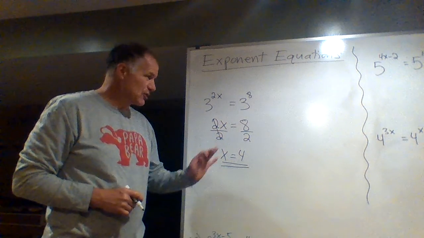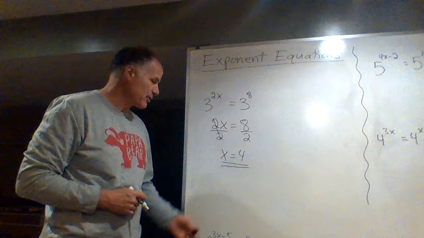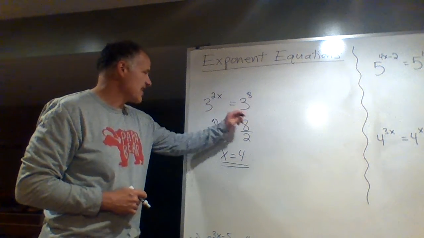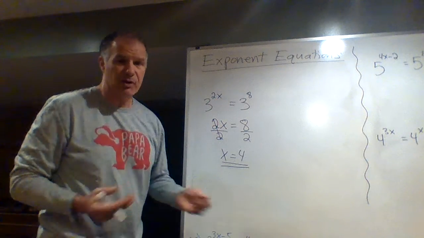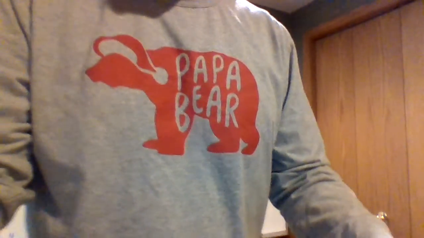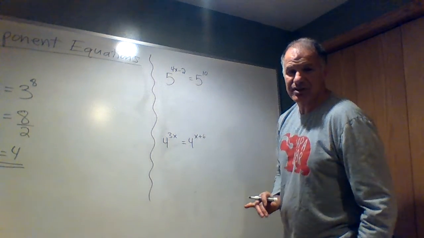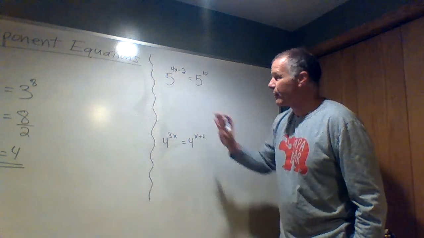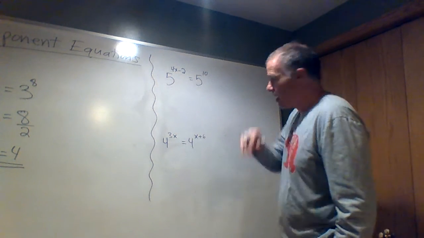So again, this is pretty simple. We'll spend a few days on this, a few videos, but starting off pretty simple. So when you have the same base and they're equal, then that means the exponents have to be equal. Let's try a couple more over here. Now the next video we're going to have bases that don't match. We'll talk about what to do there.